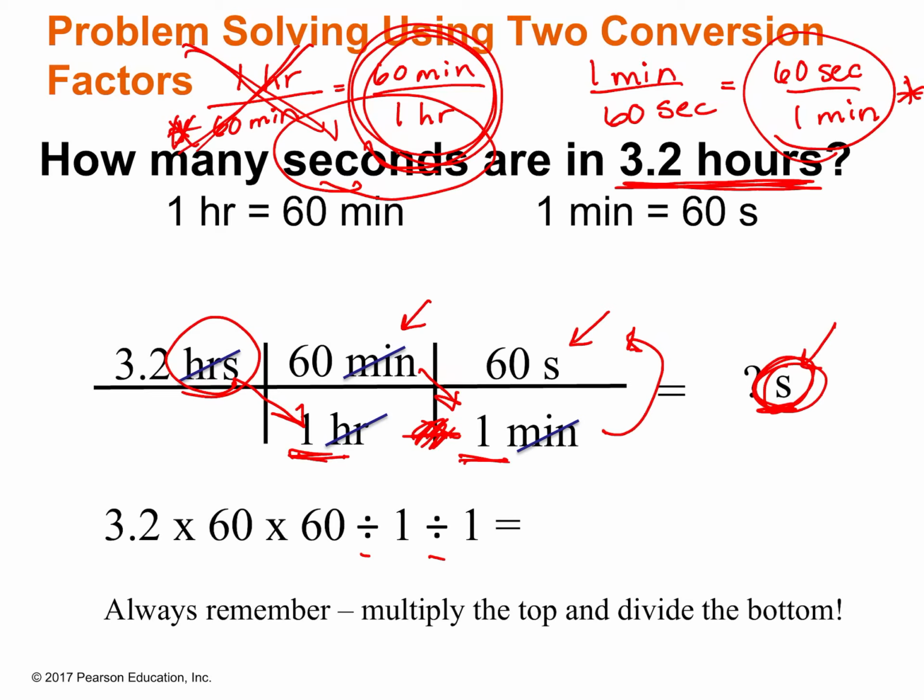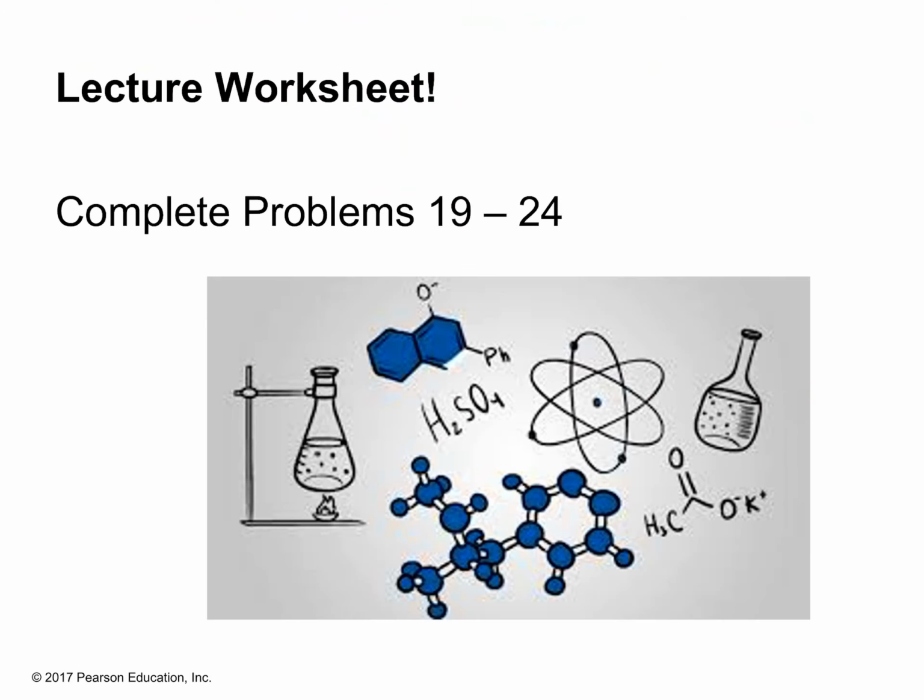And so don't do that. Do divided by 1, divided by 1. I promise it will make your life lots easier, and that is one of the most common problems I see when people are doing these things wrong. So then you'll get your answer. And again, always multiply the top, divide the bottom.